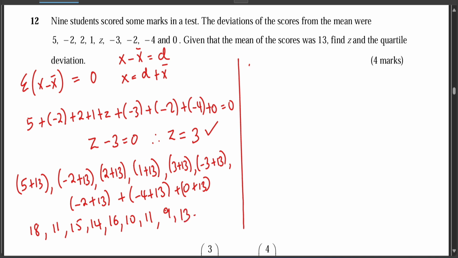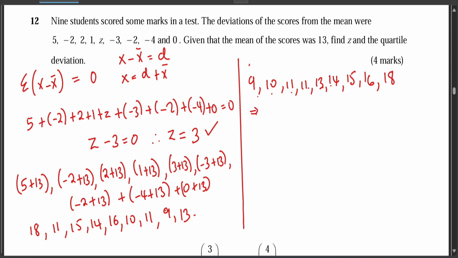Now if you arrange it in order, because we are searching for quartile deviation, you need to arrange it from the smallest to the largest. So your smallest number being 9, followed by 10, followed by 11, followed by another 11, then we have 13, followed by 14, 15, 16, then 18. How many numbers are those? Hopefully it should be 9. 1, 2, 3, 4, 5, 6, 7, 8, 9. Just like the one we were given. So 9 numbers in total.